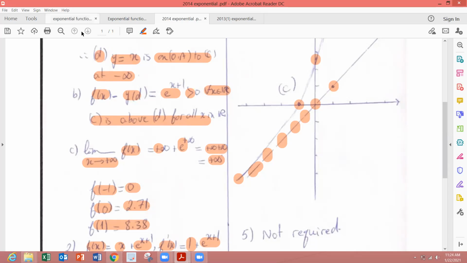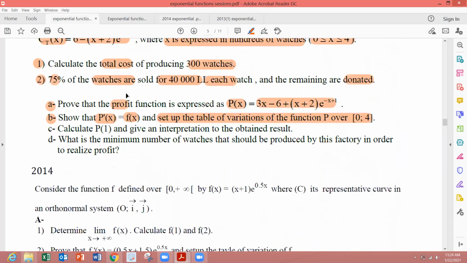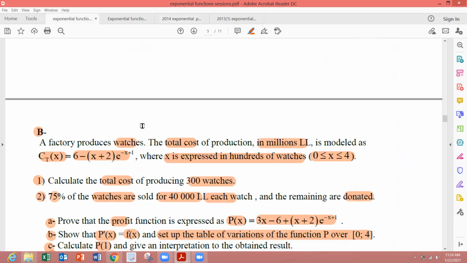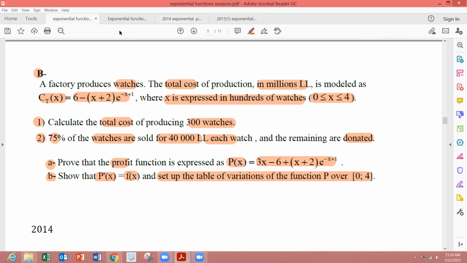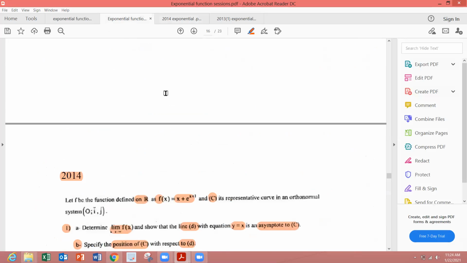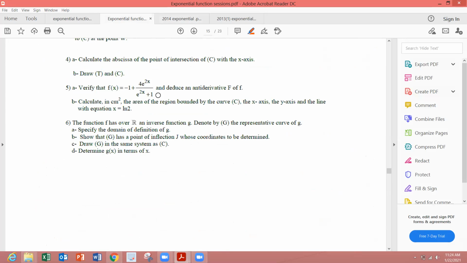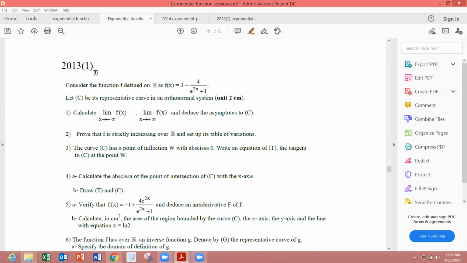Okay, we start with another exercise. It was a small exercise. Now 2013, first chance.